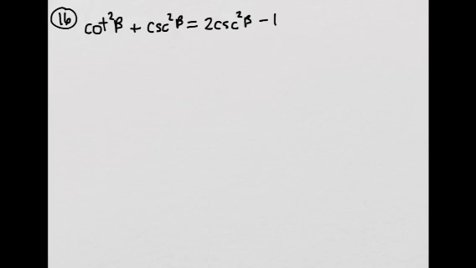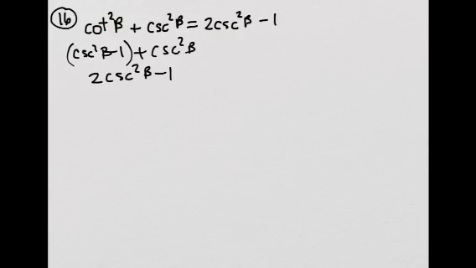16 is very similar to 15. I've got 2 cosine squared beta minus 1 here. That's my answer. This is my problem. So I already have a cosecant squared beta, right? I need 2 of them. So I've got to find a way of getting rid of this. Well, this is a part of a Pythagorean identity, right? So cotangent squared beta equals cosecant squared beta minus 1. And bring down the cosecant squared beta. Combine like terms, so you get 2 cosecant squared beta minus 1.